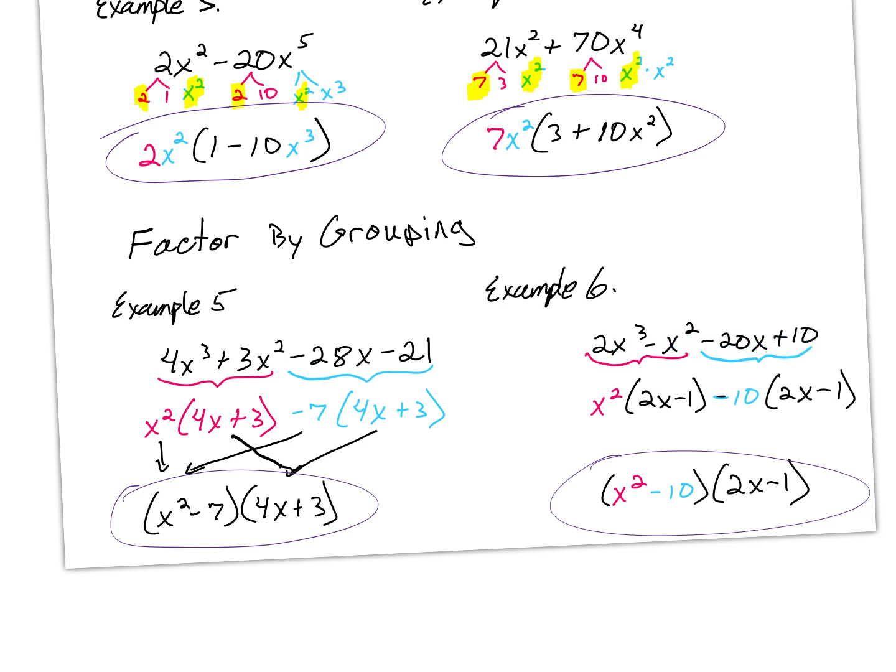In the negative 20x plus 10, they're not both negative, but I am going to take out the negative 10. The reason I do that is because factoring out the negative 10 is going to leave the remaining 2x minus 1, because negative 10 times positive 2x is negative 20x, and negative 10 times negative 1 is positive 10. And you'll notice that we have the common binomial of 2x minus 1. So we put x squared minus 10 together, and then we put 2x minus 1.